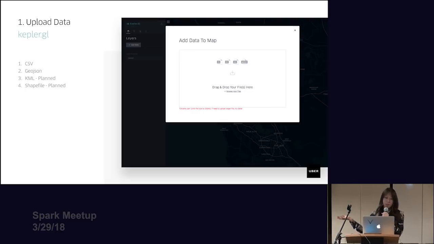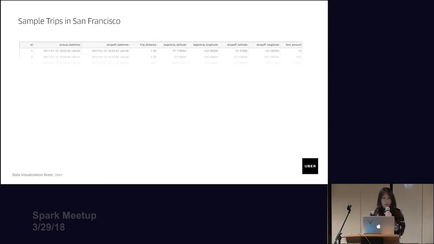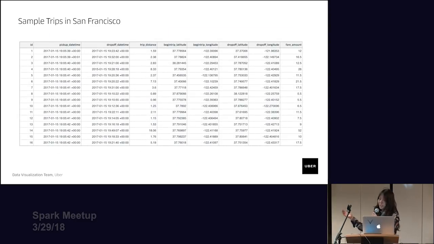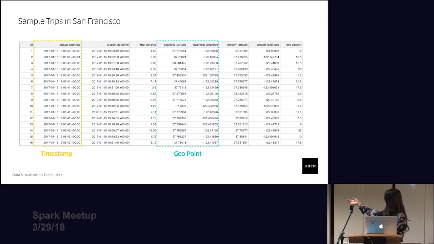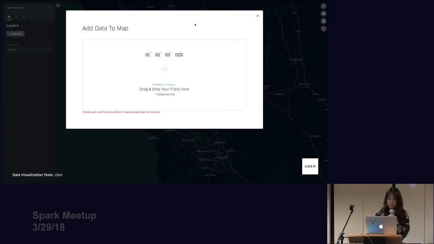You probably know that most geospatial data comes in CSVs, GeoJSON, KML, and shapefile. A sample CSV will look like this. You have all the rows. Each of the rows, in this case, is a trip in San Francisco. So each of the rows is just one single trip. And then you have some data types like timestamps, and geopoints, lat longs, and metadata, things like fare distance. So all you need to do is just drag and drop.